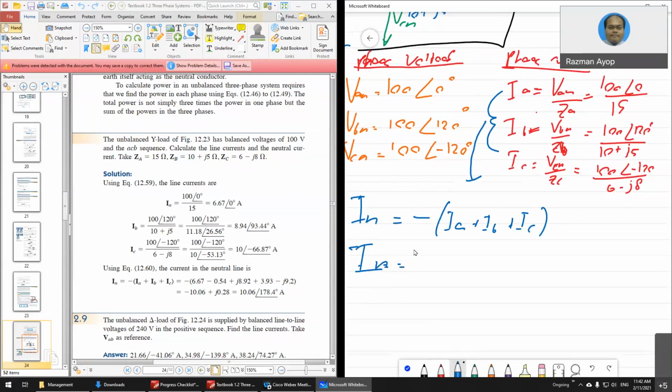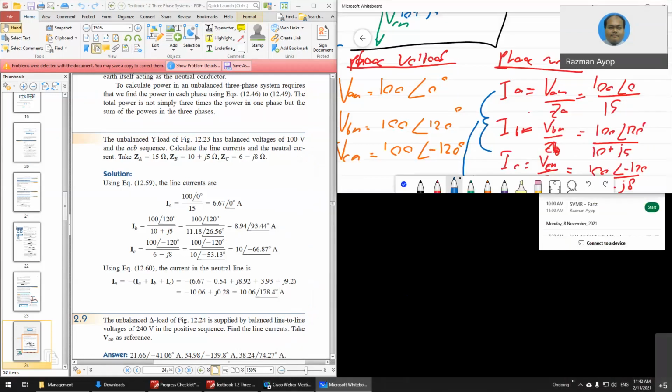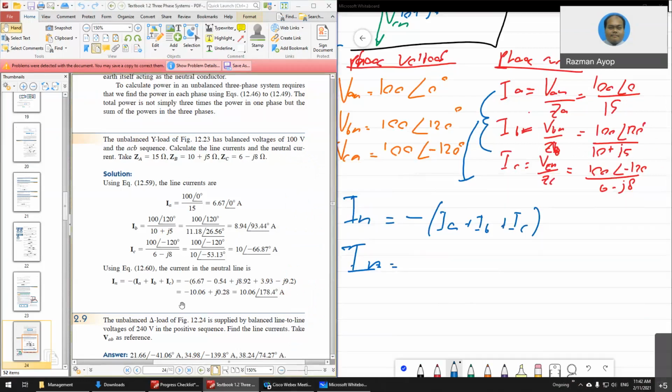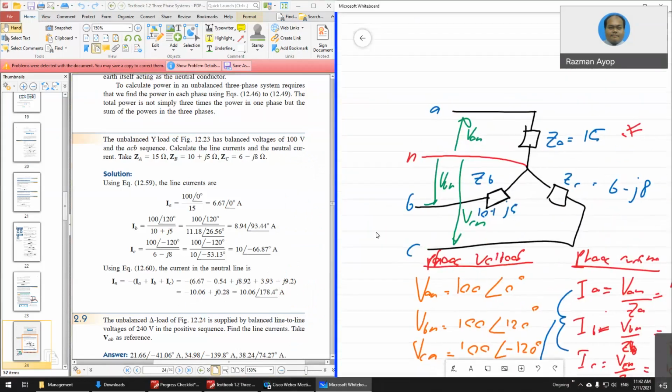For unbalanced load, the current should be not 0. You can see here the answer is negative 10.06 plus j0.28. Make sure you are careful with the label. The label is all going in. Always label all going in, even the neutral.